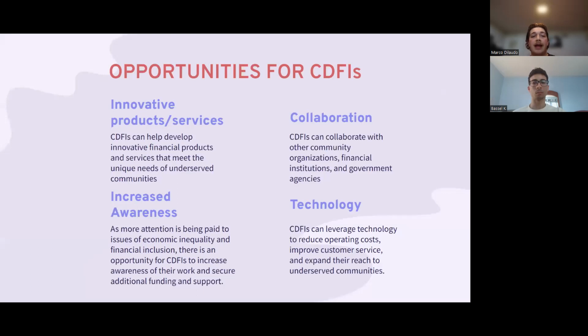And finally, technology can also offer a significant opportunity for CDFIs. They can leverage technology to streamline their operations, reduce costs, and enhance customer experience. For instance, they can use digital platforms to automate loan origination, underwriting, and servicing processes. They can also leverage data analytics and artificial intelligence to improve risk management, customer segmentation, and product development.